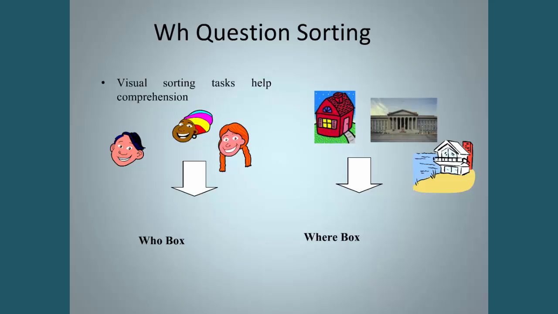When I have children who have difficulty with WH questions, I find often it's because they don't understand the WH word. So initially I do some WH question sorting. We sort the people in the who box, the places in the where box, the objects in the what box, and the times in the when box.